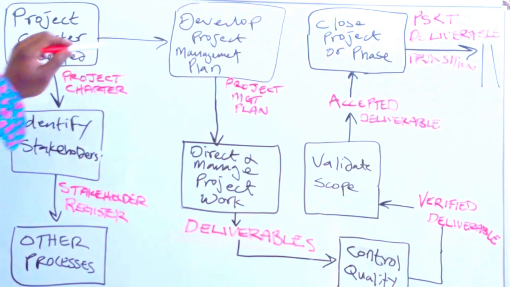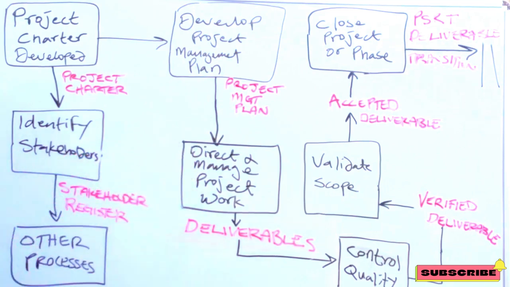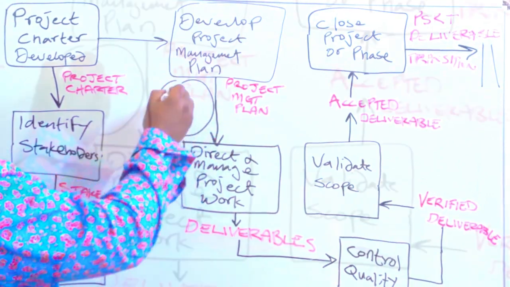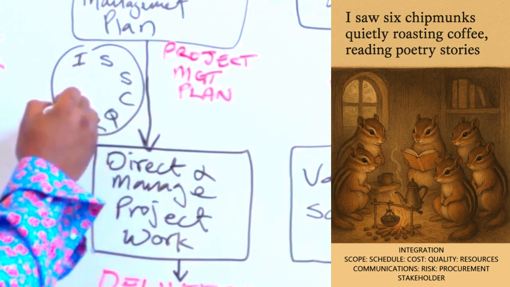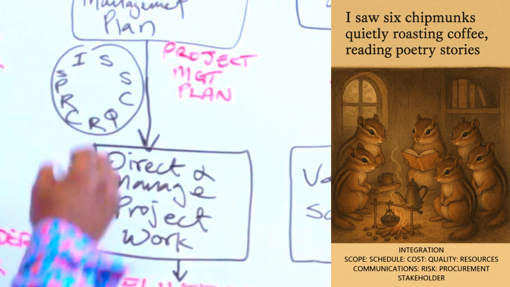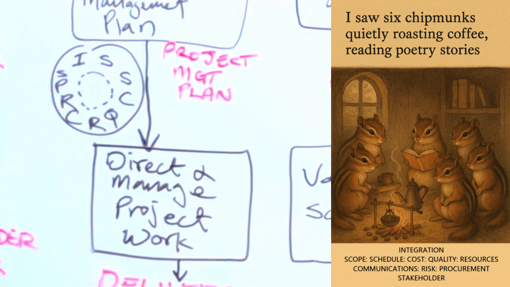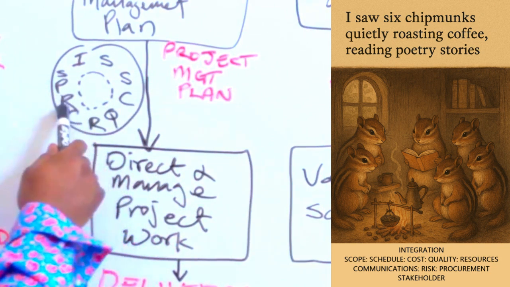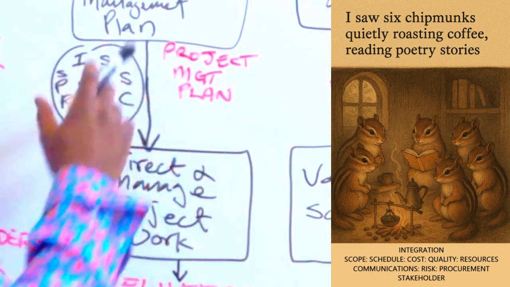The next thing that happens after the project charter, develop project management plan. We get our project management plan. You got to remember all of the itty bitty things that are in this project management plan. I hope you remember, because here we have the CHIPMUNK mnemonic. I'm going to remind you, I saw 6 chipmunks quietly roasting coffee, reading poetry stories. This right here is a reminder of the knowledge areas. Okay? Integration, scope, schedule, cost, quality, resources, communications, risk, procurement, and stakeholder. These all have components of the project management plan.